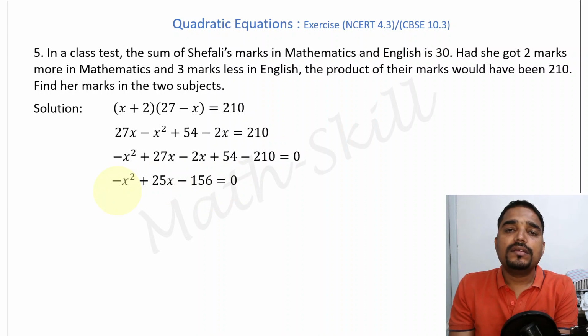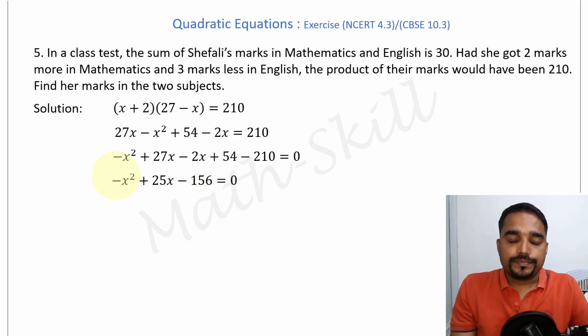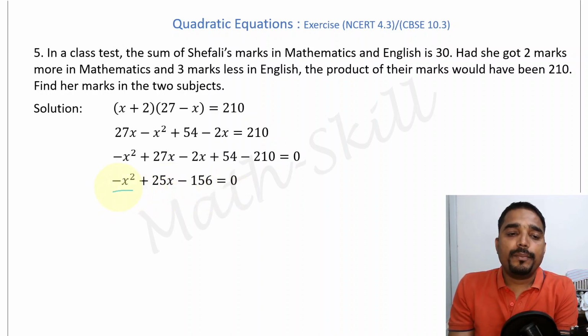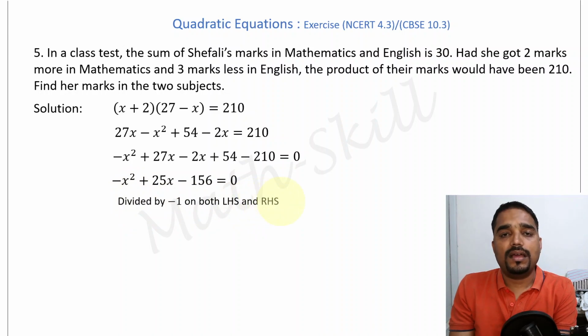Since we have a negative sign for the x square term, before starting the further step to find the value of x, let's divide by minus 1 on both the LHS and RHS, so that we remove the minus sign for the x square. That is, divide by minus 1 on both the LHS as well as the RHS.